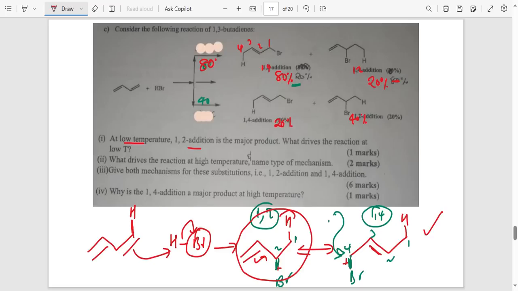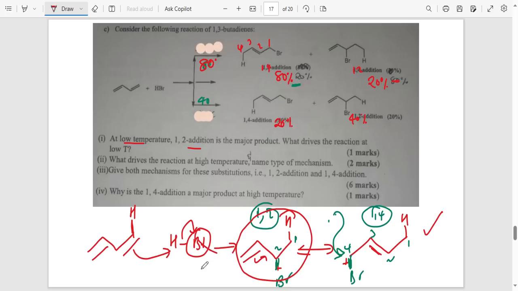The energy can break those double bonds, and then we can add our hydrogen, we can add our bromines. What is the name of this mechanism? It is the 1,4 addition reaction. And then part 3 is saying give both mechanisms for these substituents, i.e. 1,2 addition and 1,4 addition.